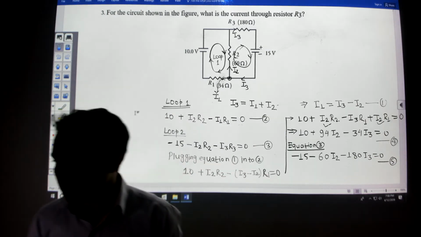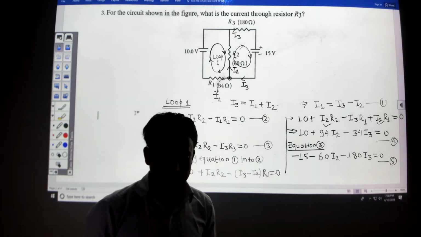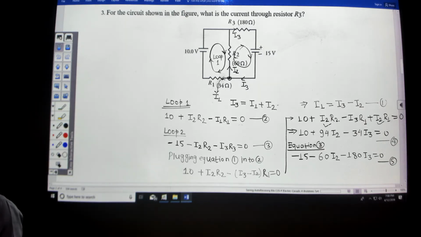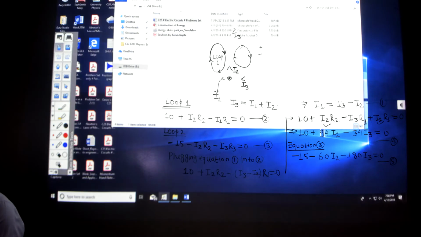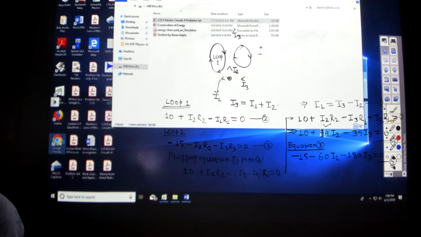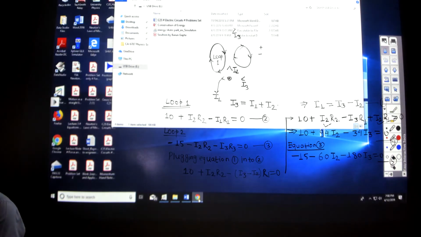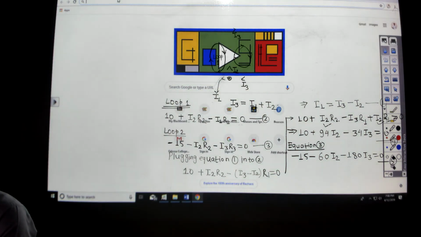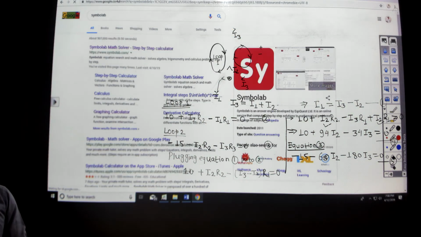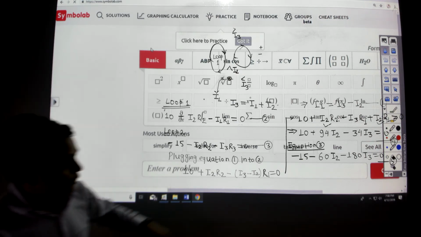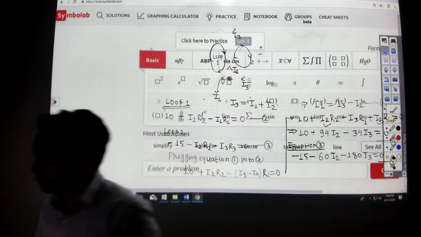You just have to solve the two equations. How do I solve it? I will just show you how to solve it. You can use different calculators, but for simplicity I'm going to use a software called Symbolab. It just takes time, so you just type in here. Okay, so you have two equations here. I'm just solving for these two equations, so just write them down here.